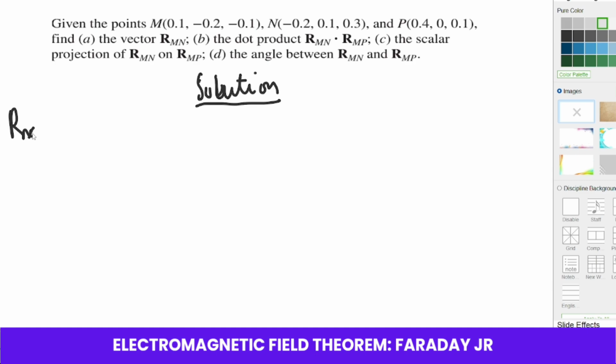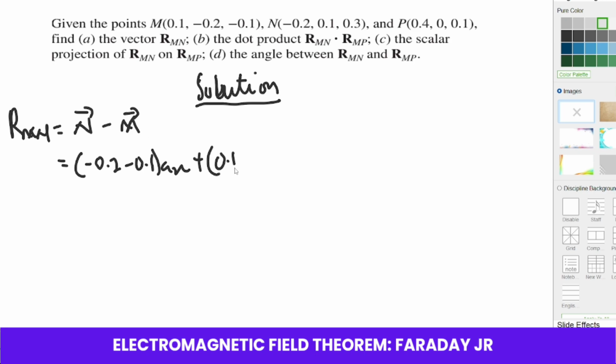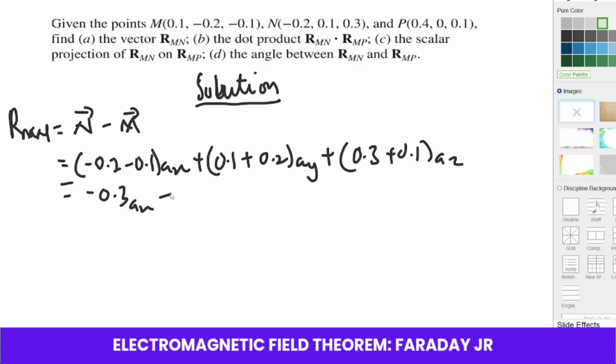Our vector RMN is vector N minus vector M. Taking the AX component, -0.2 minus 0.1, all that AX, plus for the Y component we have 0.1 minus -0.2, that is going to be plus 0.2, all that AY, plus 0.3 minus -0.1, that's 0.3 plus 0.1, all that AZ. So in total we get -0.3 AX plus 0.3 AY plus 0.4 AZ, and that is our vector.